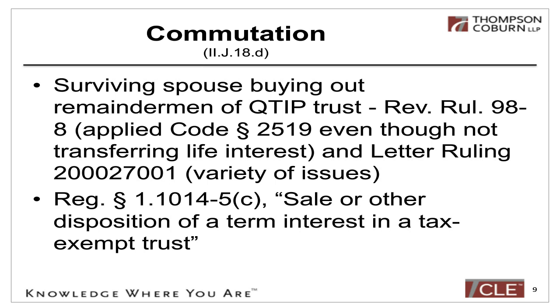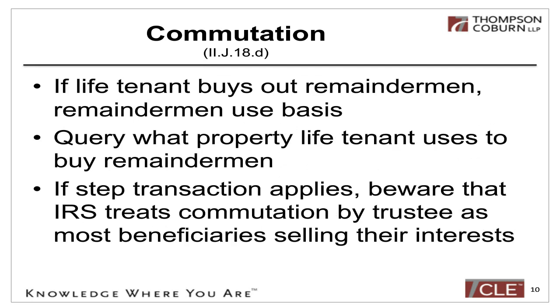Okay, let's go on to the next slide. So when the life tenant buys out the remainderman, we mentioned the remainderman uses basis. Now, what property is a life tenant using to buy the remainderman? So let's take a relatively clean transaction. So the trust has a piece of real estate in it, and the life tenant borrows money from the bank and pays cash to the remainderman, and therefore she just has that land, that real estate. So that seems to be relatively clean.